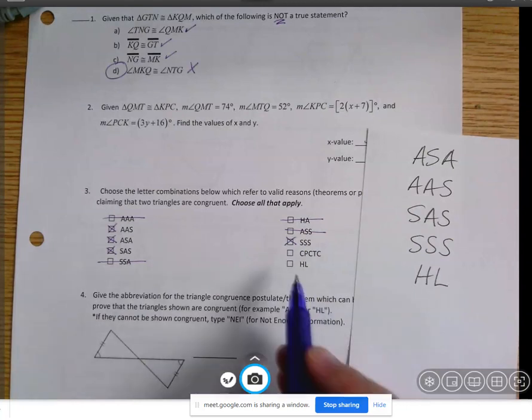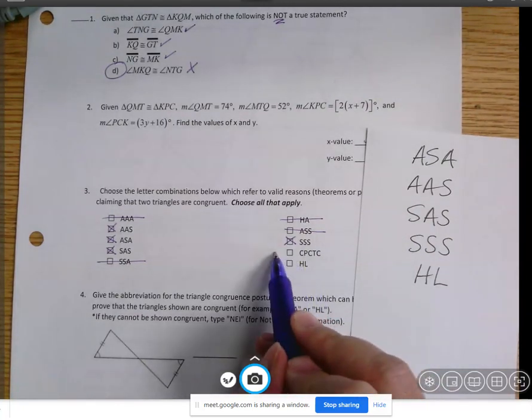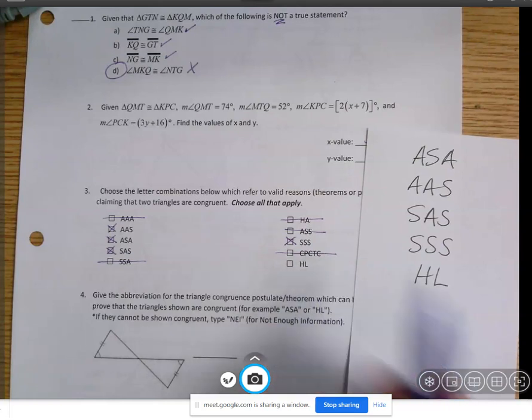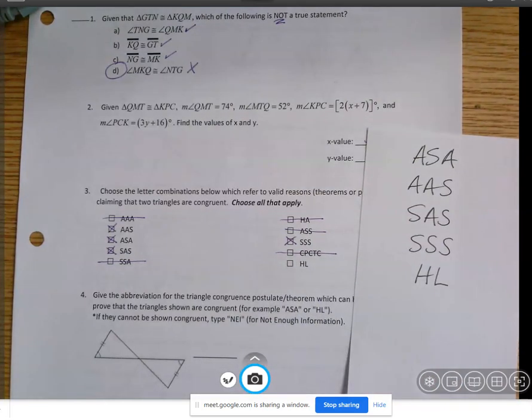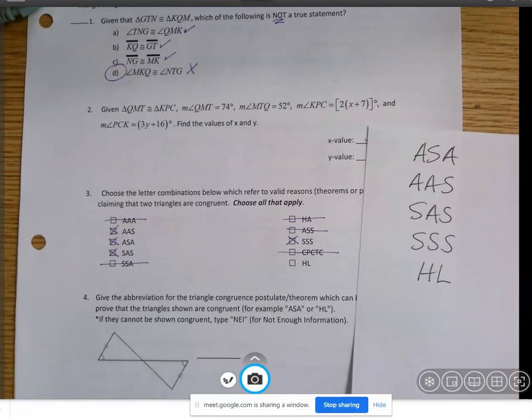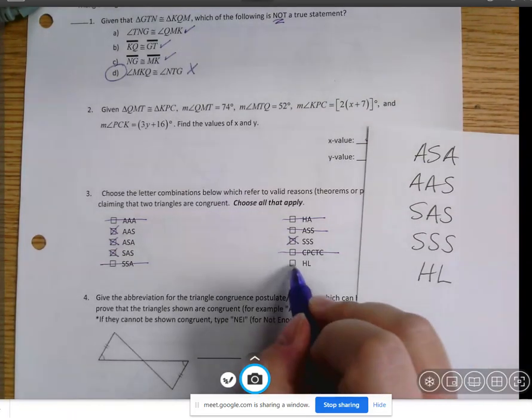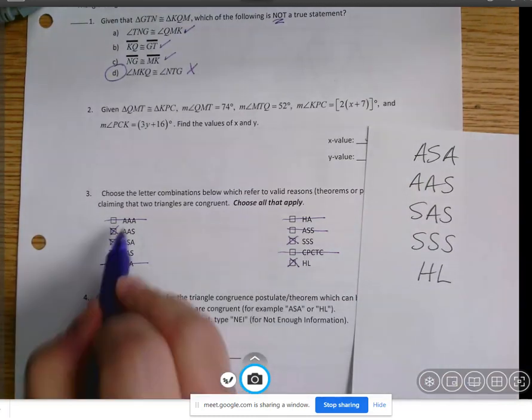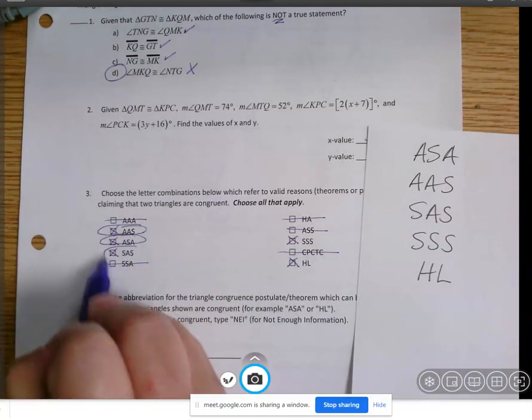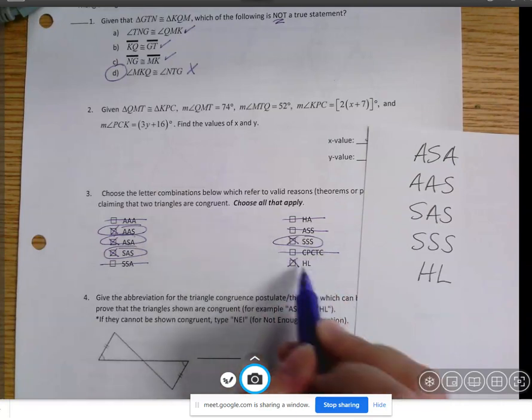And then CPCTC is probably the most common wrong answer on this one. CPCTC does not say that triangles are congruent. It says that parts are congruent. So it is not a reason for saying that triangles are congruent. It's a reason for after we already know the triangles are congruent, we can pick any pair of corresponding parts and say, well, these angles will be congruent, or these sides would be congruent. And last but not least is HL. So there are 5 of them. And there they are.